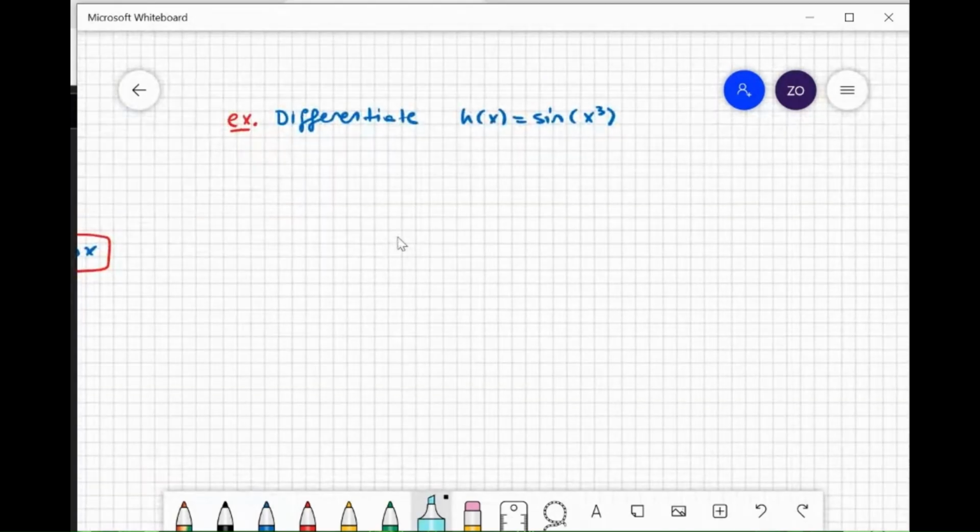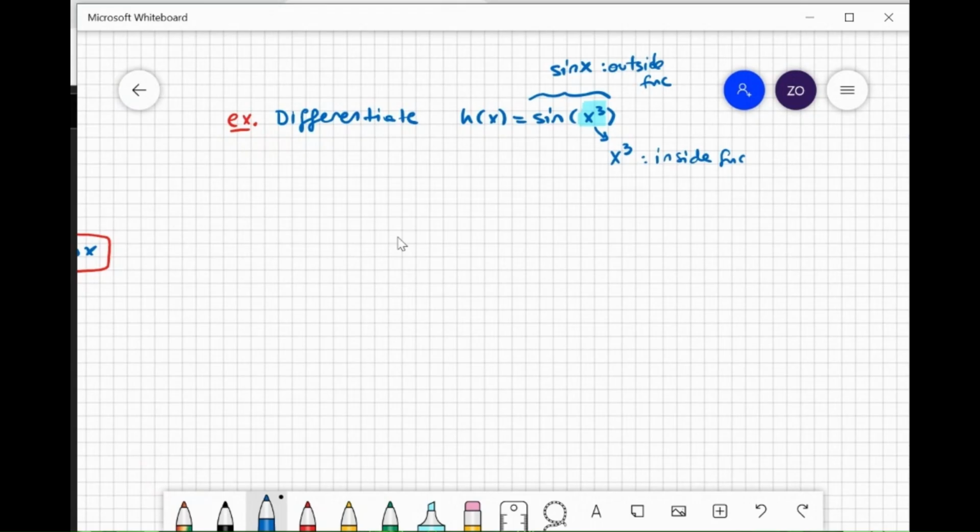Here we first find x cubed and then put it inside the sine function. Okay, so this is the inner function that is done first, x cubed, and the main function is sine of x. So this is the outside, the outer function, which is done last. This is the inside, inner function. Okay, so the outside is the main function, we take its derivative.